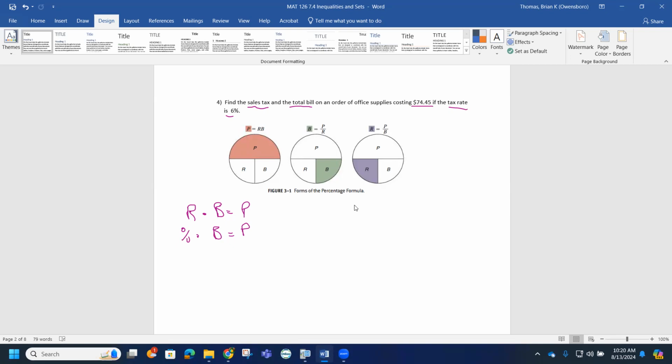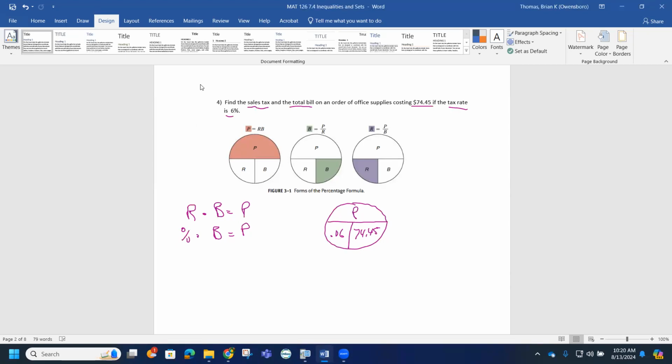So I'm going to just use the model in this problem. What I don't know is the sales tax, so P is going to be the unknown. The tax rate is 6%. If I move the decimal 2 places to the left, that's going to be 0.06, because remember, 6% means like 6 cents on the dollar. And then the base amount is the original amount, which was $74.45. Since these are side by side, this tells me to multiply these together.